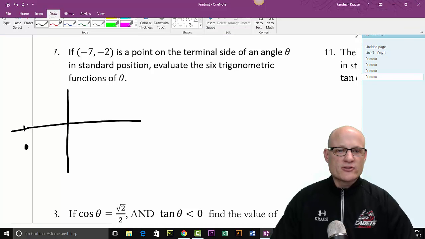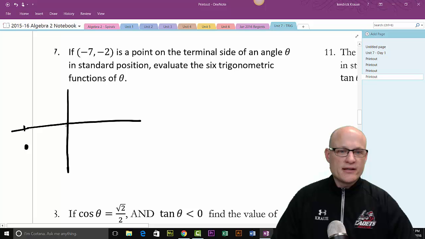So I know that's on the terminal side of my angle. I normally would use this as theta, but since I don't want to use that whole angle, I'm just going to use the reference angle, so I can use this reference triangle, make my life easier. So, we know this is 7, and we know this is 2.